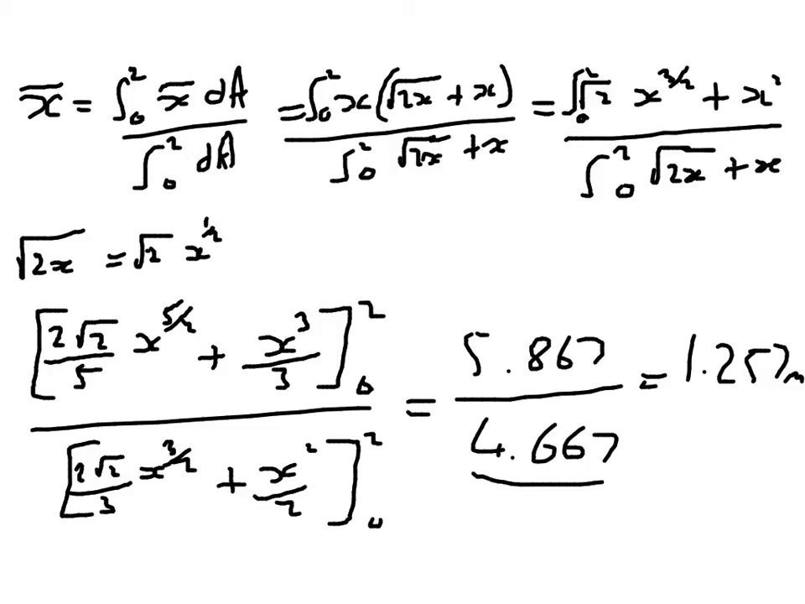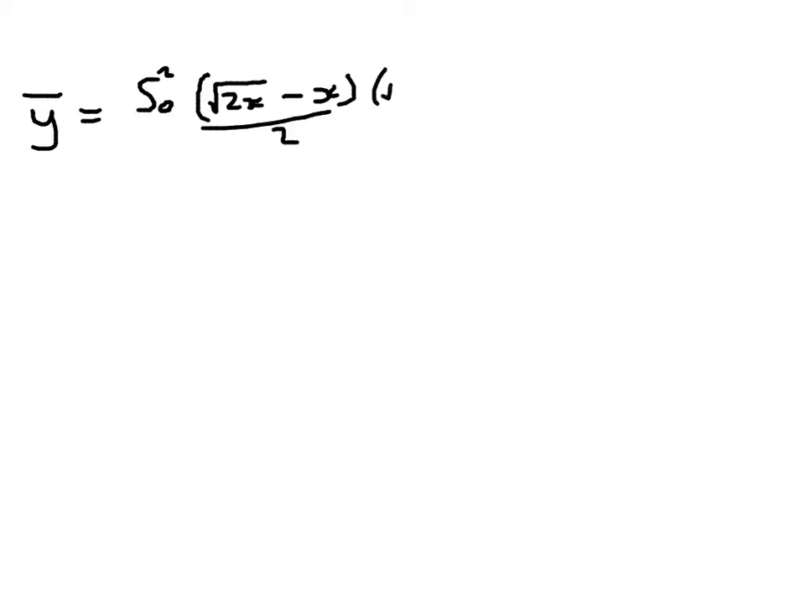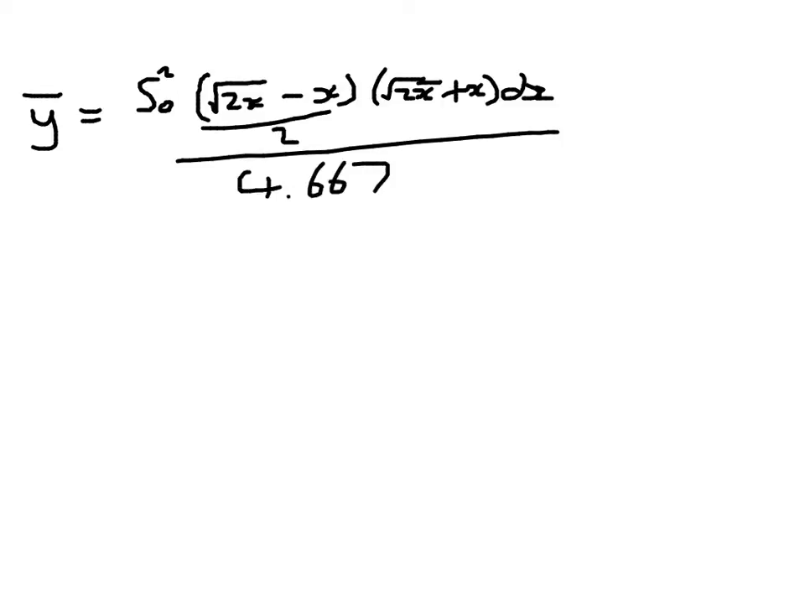And if you remember, we don't now need to do this bit again for our y-bar coordinate because we already have it. Looking at the y-bar coordinate, that's going to be the integral between 2 and 0, because we're moving in the x direction. In the x direction it goes from 0 to 2 metres. Y tilde was root 2x minus x all over 2 times dA, which was root 2x plus x dx, all over 4.667, which we calculated previously.